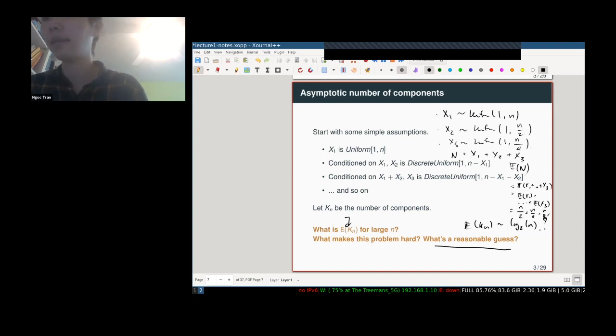There's some rounding of the integer here, but this is basically the right idea. So generally, for the expectation of a sum, even if I don't have independence, it should be fairly easy. So why does the expected value of Kn seem kind of hard to compute?